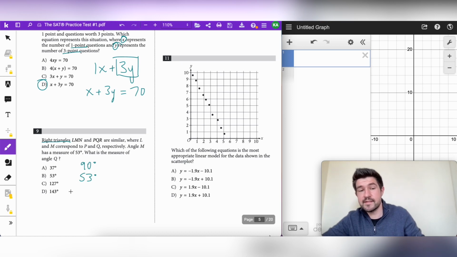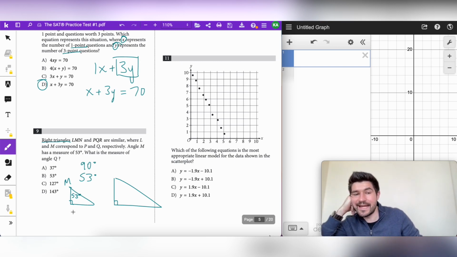I shouldn't jump to that yet. Why don't we draw these out? Okay, we'll draw just random right triangles that are hopefully similar to each other. Doesn't really matter how perfect we draw them. But let's say that this is angle M, and that's 53 degrees. And then if that's M, then we have L and N also. So why don't we say this is L and this is N? Okay, that's L, M, N. That works. And this must be P, Q, and R because remember those letters have to pair up with each other. L, M, N, and P, Q, R. That's the order that matters. So angle Q is also 53.